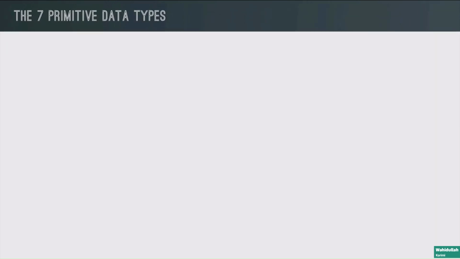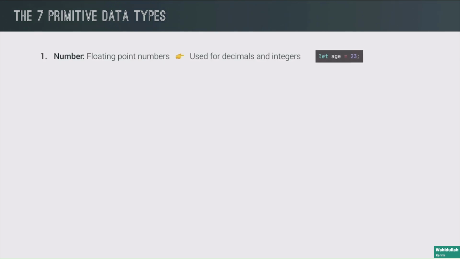So there are 7 primitive data types: number, string, boolean, undefined, null, symbol, and big int. So let's look at them one by one. First, we have the number data type.